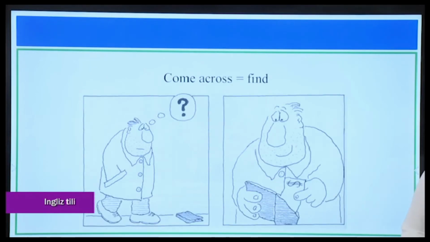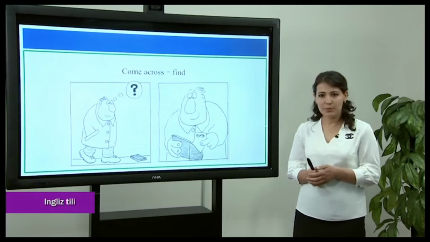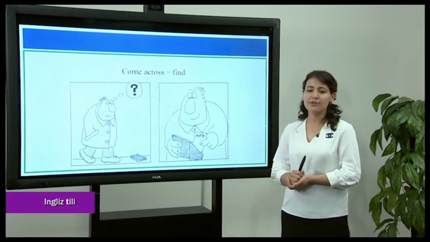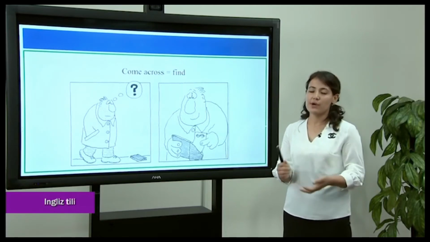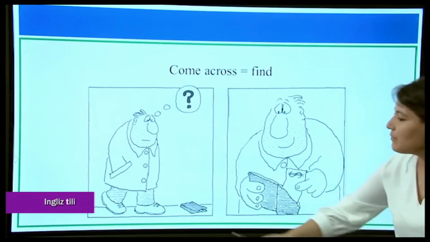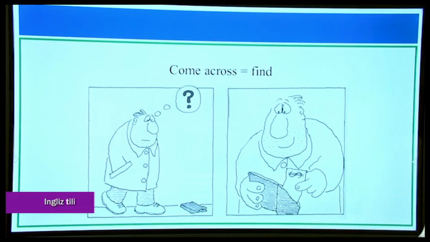This picture is also interesting and attention-grabbing. Your pupils will understand the picture, and with the help of the picture, they can find out the meaning of a phrasal verb. In this picture, the man is going along the street and he found a wallet. So these pictures define the meaning of the phrasal verb come across. The meaning is to find.